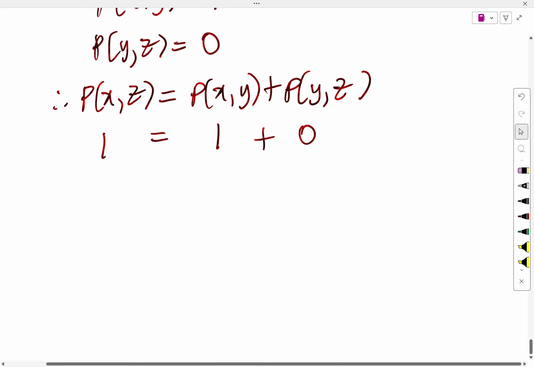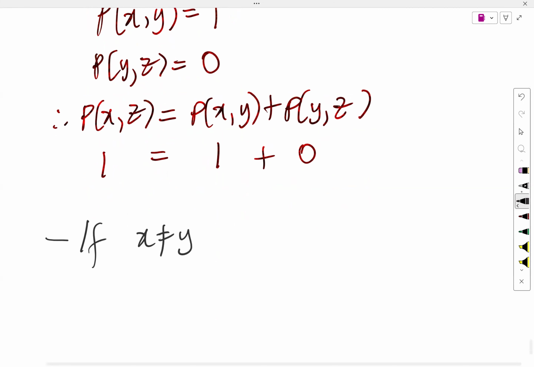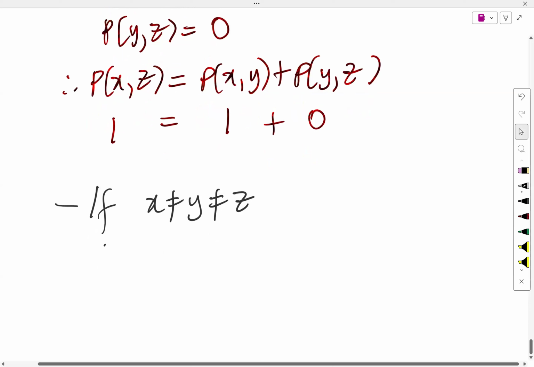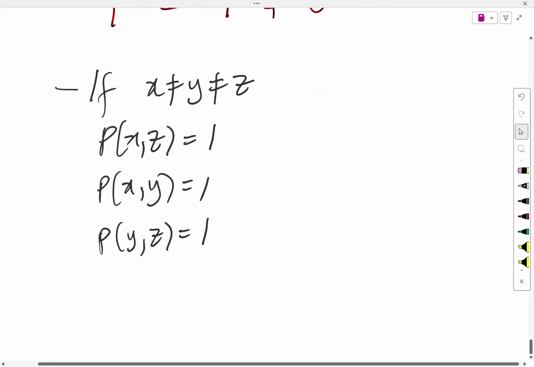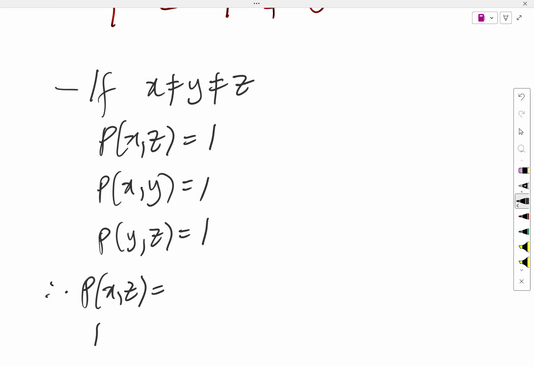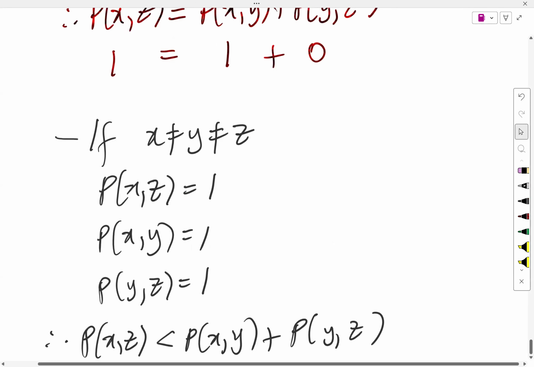The last possibility we want to check is if x is not equal to y, is not equal to z. Nothing is the same. Here we have p of xz to be 1 because everything is different. p of xy is also 1, and p of yz is 1, all the way 1, 1, 1. So here p of xz is 1, and it's not equal, it's less. p of xz, which is 1, is less than p of xy, which is 1, plus p of yz, which is also 1. So 1 is less than 1 plus 1, as you can see.